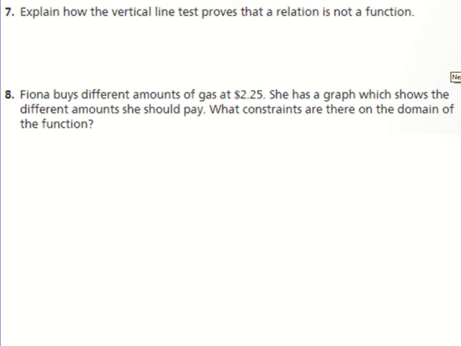So question number 7, I want you guys to answer, and I want to see if you can answer it. It says, explain how the vertical line test is going to prove that a relation is not a function. In the example we just did, I proved that it was a function because my vertical line only touched my graph in one place. So you explain, how is a vertical line going to prove that it is not a function? I'm going to talk about it in class when we get back, so just be prepared to answer that question.